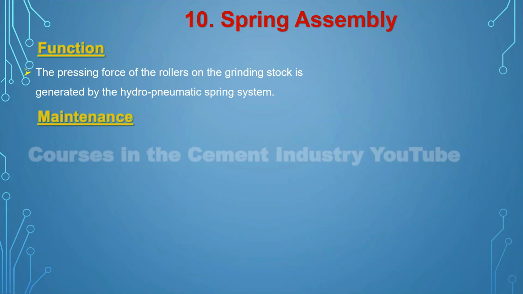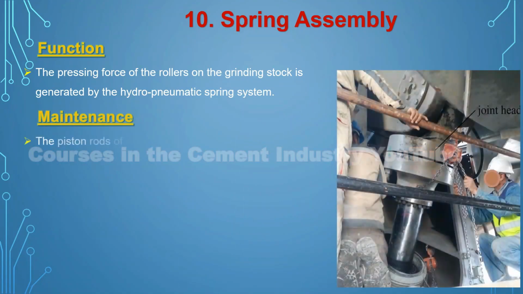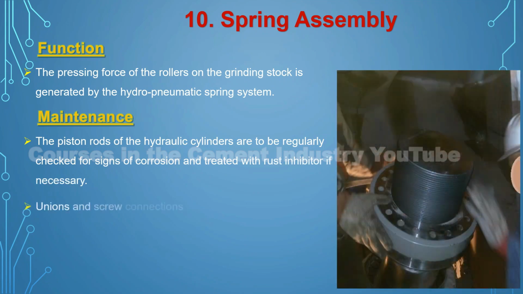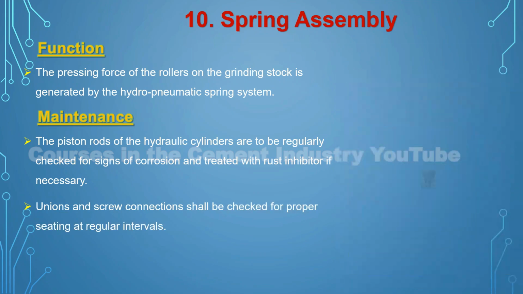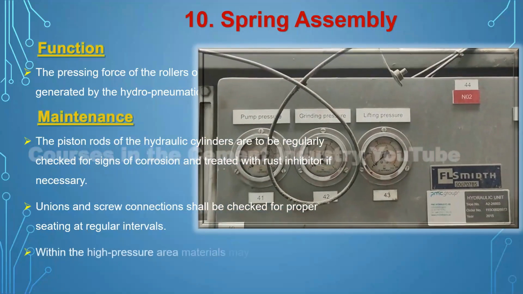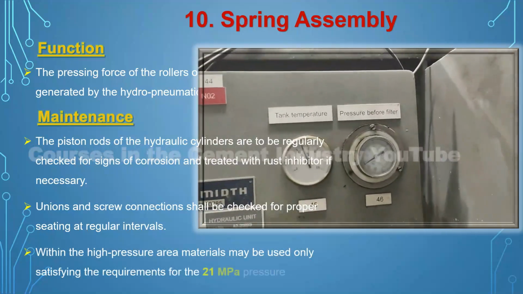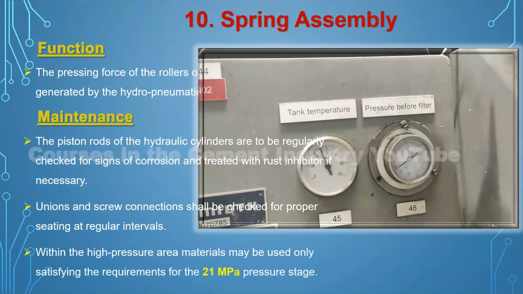Maintenance. 1. The piston rods of the hydraulic cylinders are to be regularly checked for signs of corrosion, and treated with rust inhibitor if necessary. 2. Unions and screw connections shall be checked for proper seating at regular intervals. 3. Within the high-pressure area, materials may be used only satisfying the requirements for the 21A megapascal pressure stage.